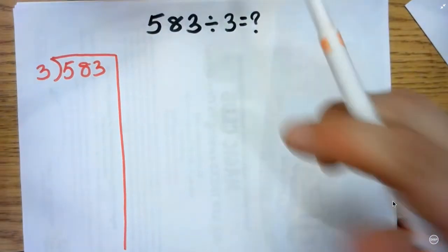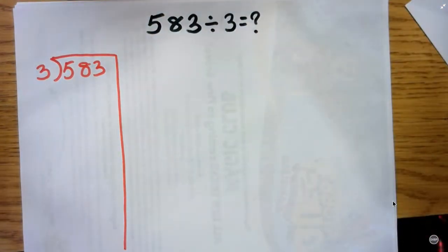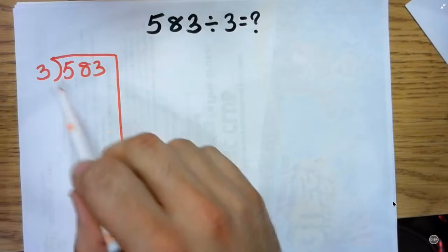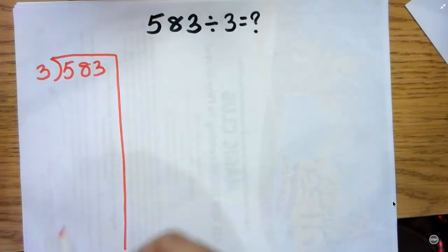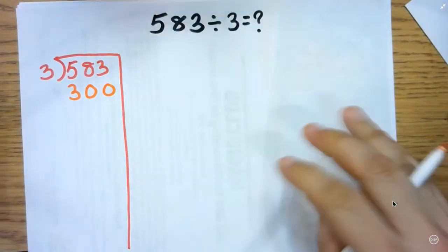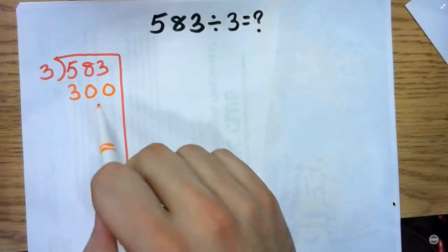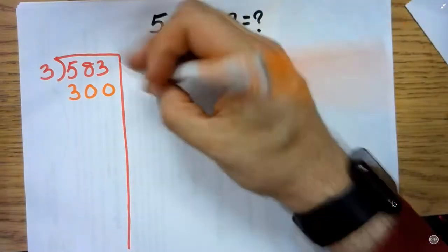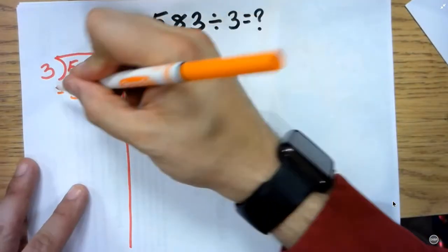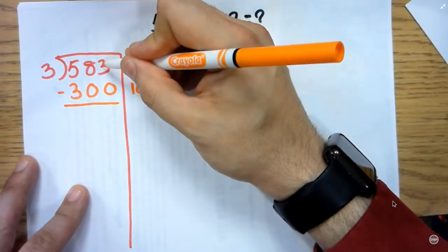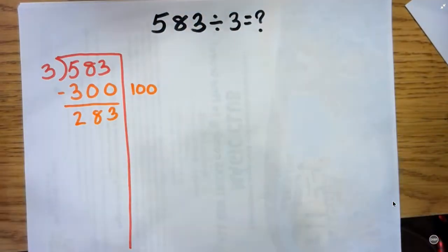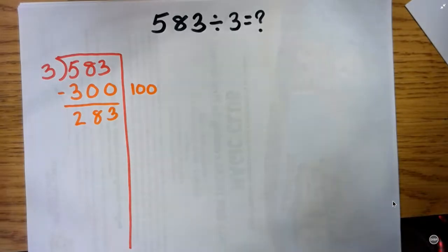And if you put any numbers here that aren't the right ones, you're going to get the wrong answer. Partial quotients gives you a bit more flexibility. It gives students a bit more flexibility to break this number down as a way that makes sense. We ask, what's a part of 583 that I can pull out that is divisible by 3? For example, I can pull out here 300. Well, I know that 300 is divisible by 3. 300 divided by 3 equals 100. 3 goes into 300 100 times.